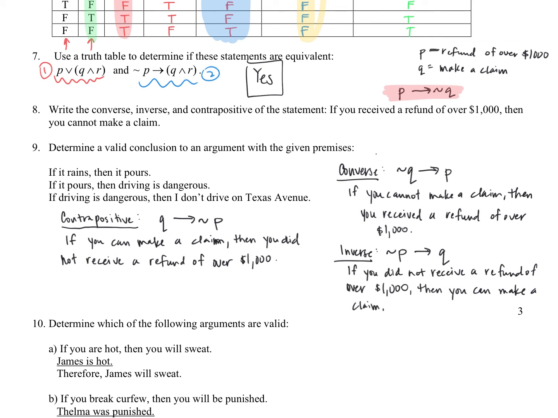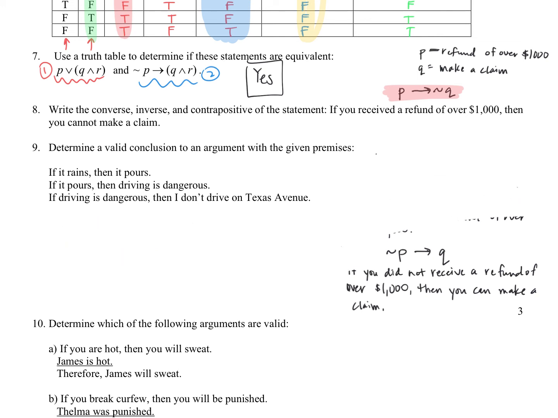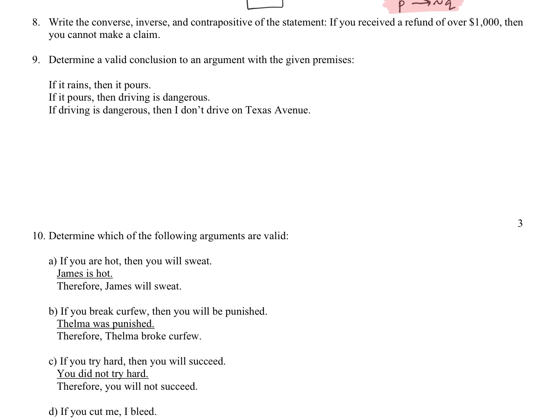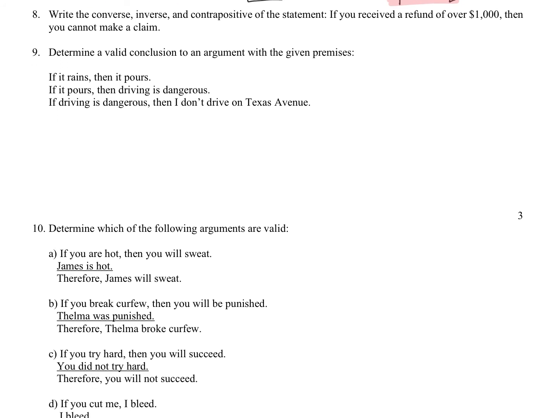Okay, so let me erase this and then we'll do number 9. So number 9, determine a valid conclusion to an argument with the given premises. If it rains, then it pours. If it pours, then driving is dangerous. If driving is dangerous, then I don't drive on Texas Avenue. Okay, so it's saying if it rains, it pours. If it pours, then driving is dangerous. If driving is dangerous, then I don't drive on Texas Avenue.